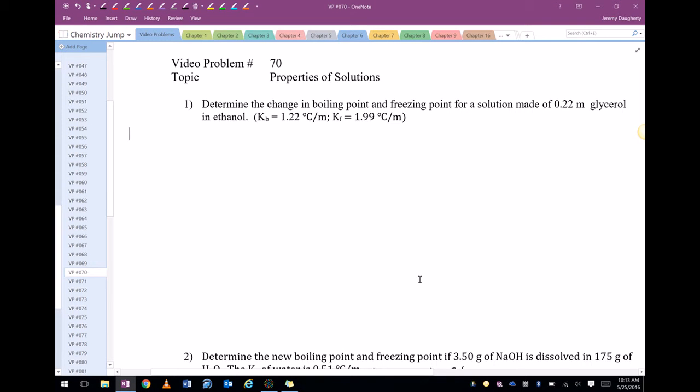Video problem 70, properties of solutions. Determine the change in boiling point and freezing point. So I'm looking for the delta TB and then the delta TF, which is just the change, for a solution made of 0.22 molal glycerol in ethanol. And then I'm given a Kb and a Kf value. Now these values here, the Kb and the Kf, those are specific to ethanol.